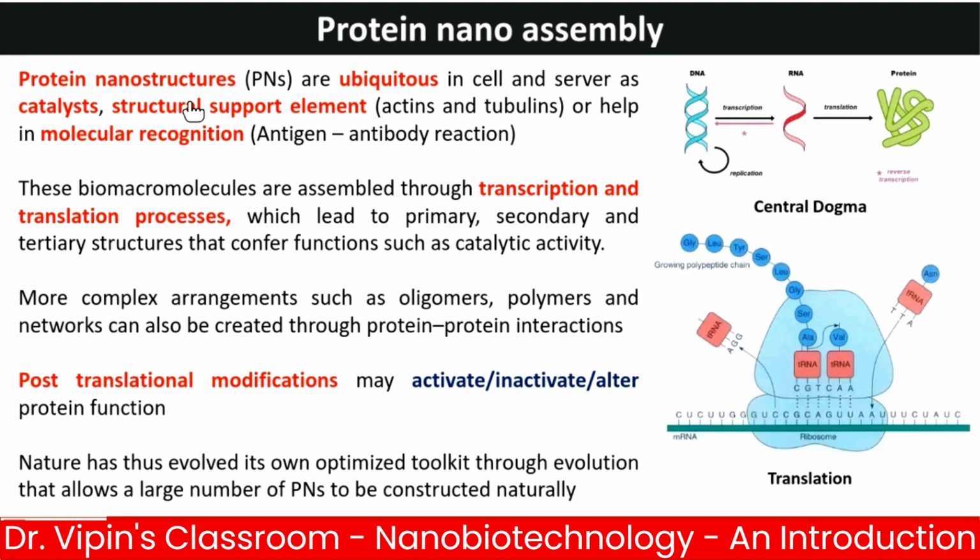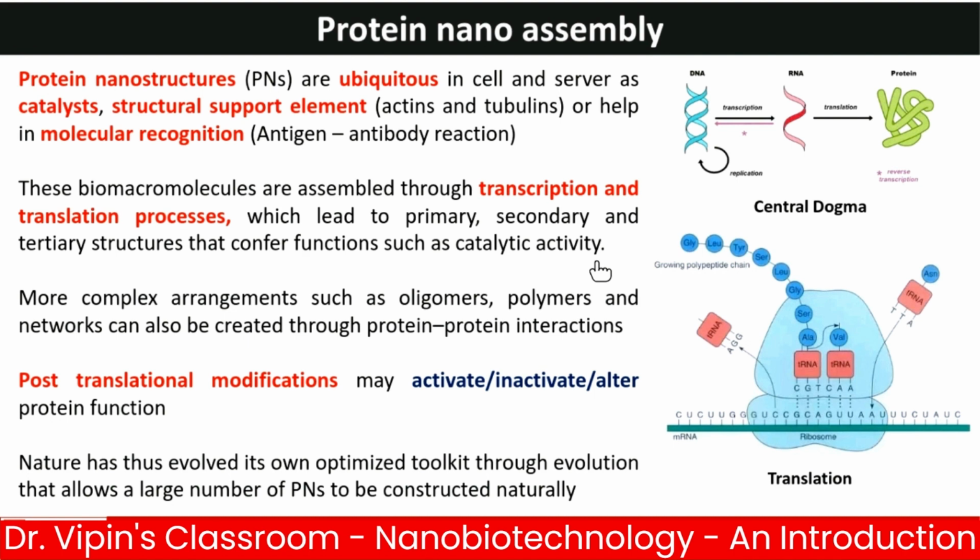So protein nanostructures are ubiquitous in the cell and serve as catalysts, structural support elements, and molecular recognition elements. Antigen and antibody are examples of recognition; structural support elements include actins and tubulins. And of course, as catalysts, you have a whole lot of enzymes. These biomolecules are assembled through the transcription and translation process, which you also know, and which lead to primary, secondary, and tertiary structures and confer function such as catalytic activity.